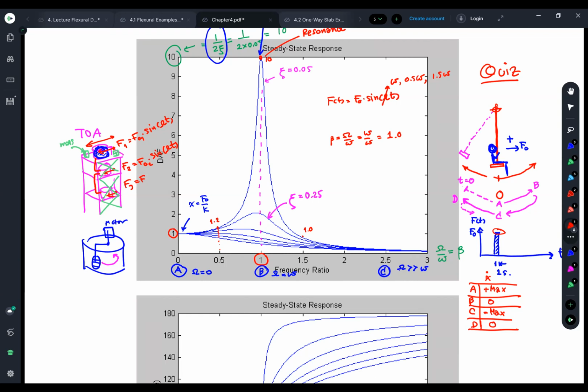Okay? Any questions on the quiz? My answer is A position. And it seems only 3 of you, 1, 2, 3, got the score from today's quiz. Only 3 of you.